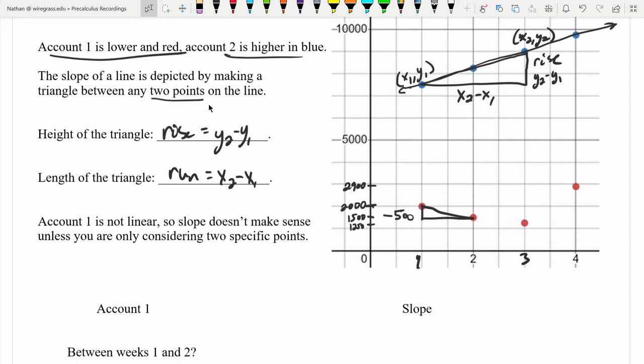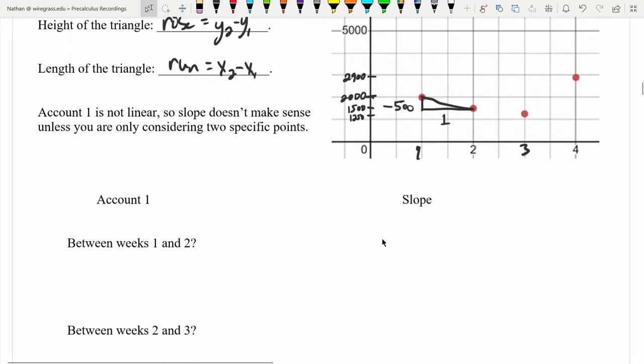The rise will be either negative or positive depending on if you go up or down. So the rise can be negative or positive. The run, if you do what I'm suggesting here, will always be positive, because I think it's an easier way of thinking about these types of functions. So as we go left to right, we go 2 minus 1, that's going to be positive 1. So the slope is negative 500 over 1, which is just negative 500.